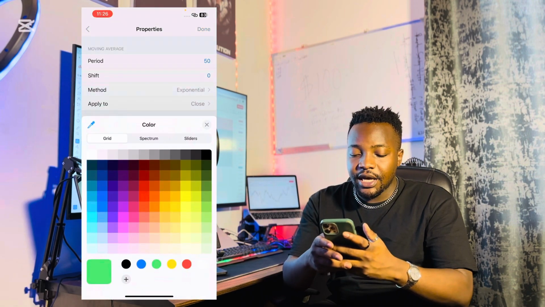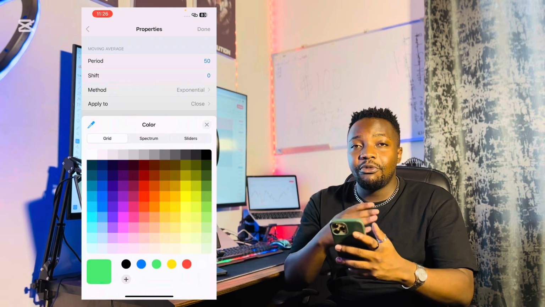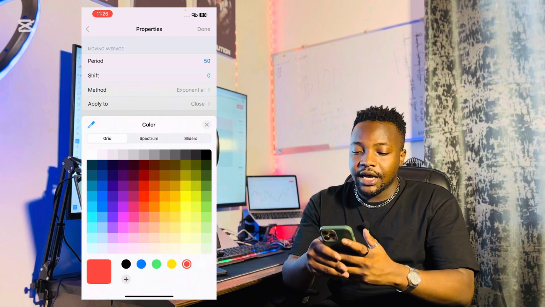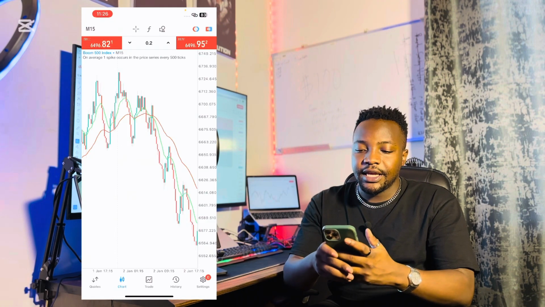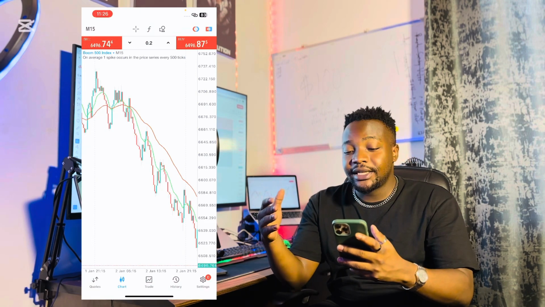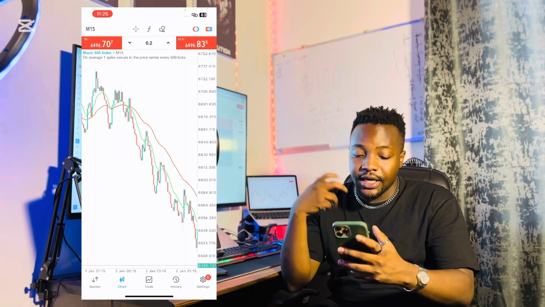Now, right here on the style, of course, we need to change this so that we can differentiate between the moving averages that we have. So I'm going to click the red color and click done. And once again, please try and follow the same colors until you understand the strategy. That's when you can customize to your own colors.